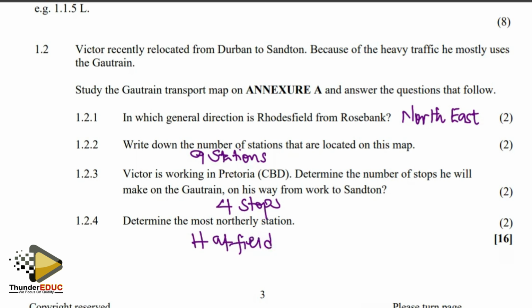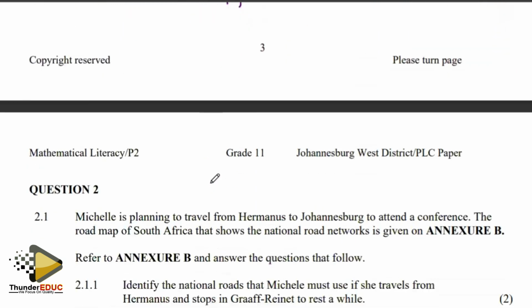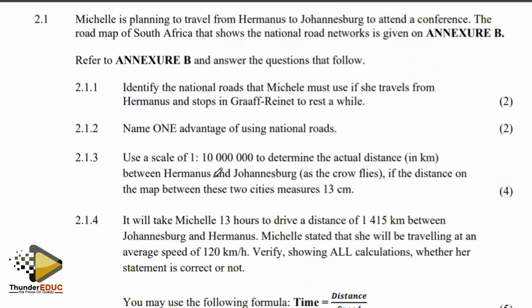The name of the train station is Hatfield. That marks the end of question number 1. Look at question number 2.